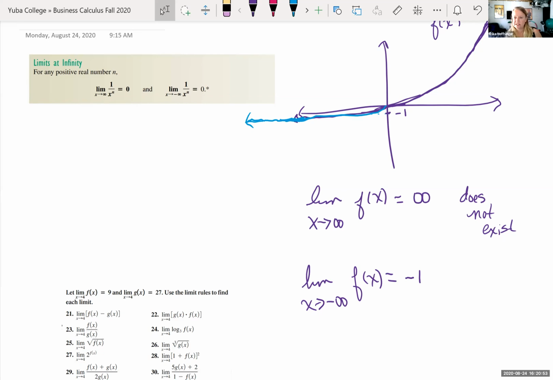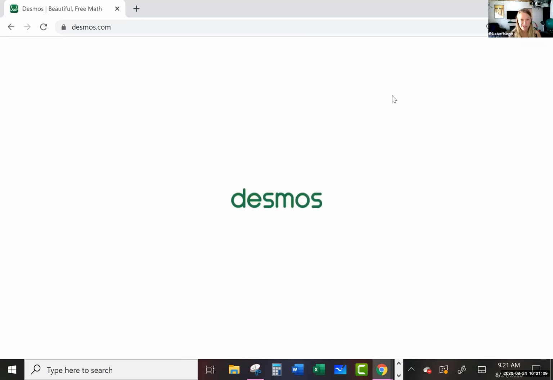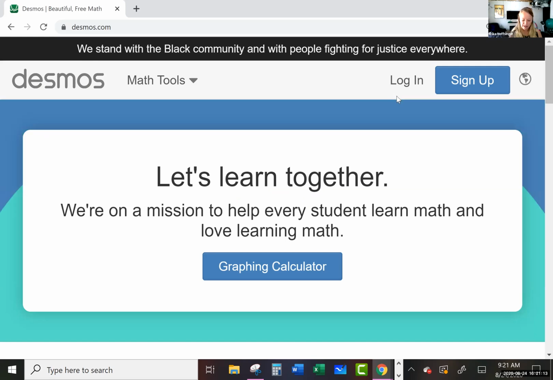So we can just look at graphs. Okay, so let's look at what happens to the functions 1 over x, 1 over x squared, 1 over x cubed, and see if we can see what's going on with all of those.